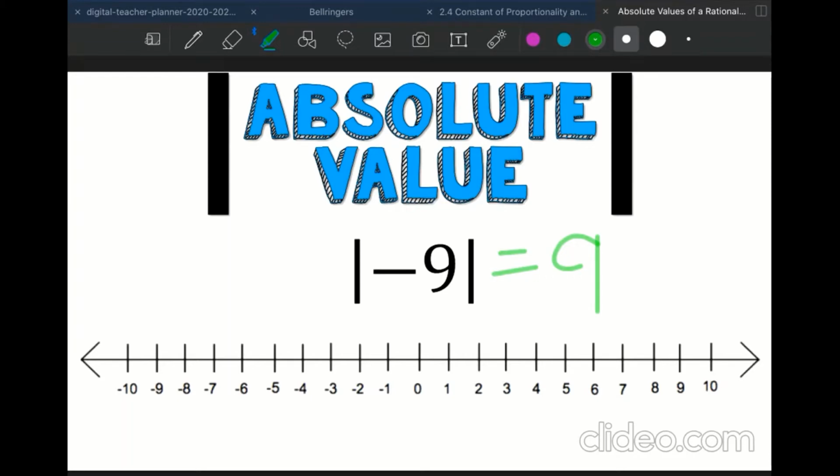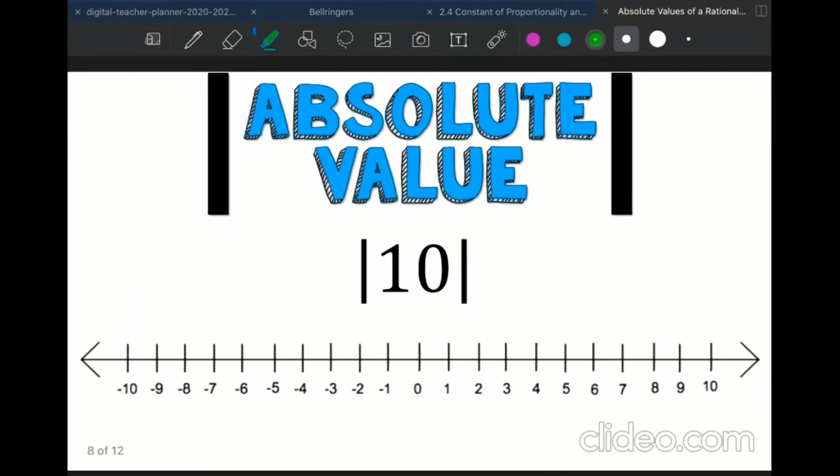All right. Okay, let's take a look. What about the absolute value of 10? The absolute value of 10, Chloe? 10.